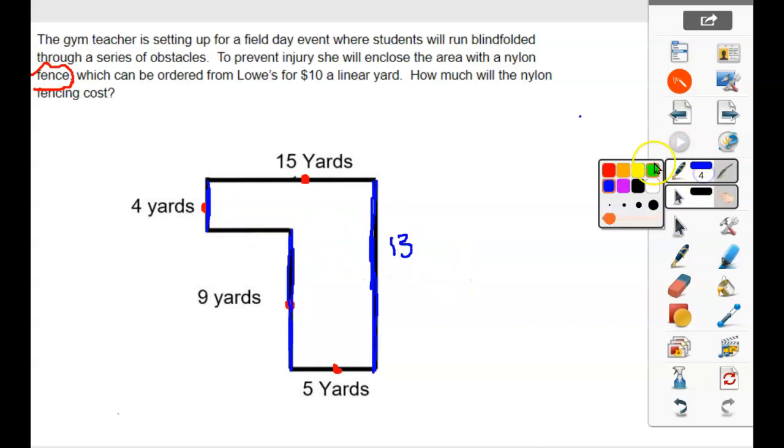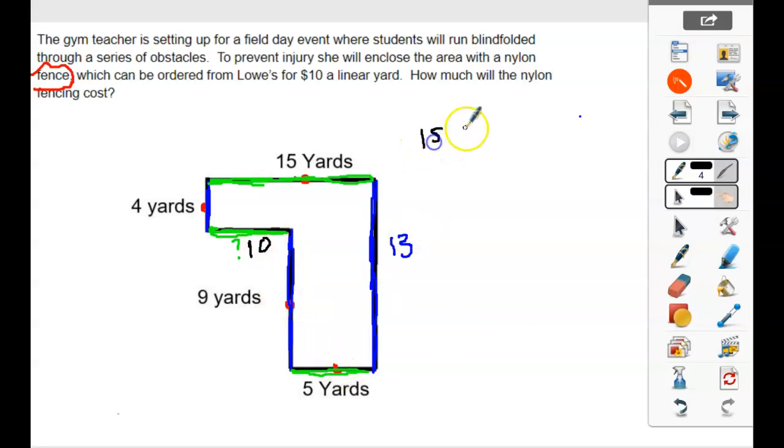And I'm going to change my color again. And this other missing side that I've got here, if I were to combine this with this, it would equal this other side. So your sides kind of ultimately match up, even though it's not just a purely rectangular figure. So basically this side plus 5 equals 15. So this side is going to be equal to 10. And I'm just going to put that back to black so we can see it better. Now I have all of my sides: 15, 4, 10, 9, 5, 13.